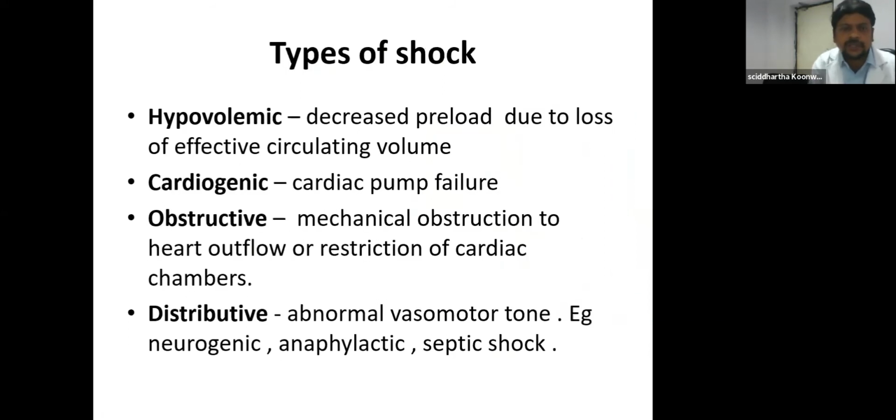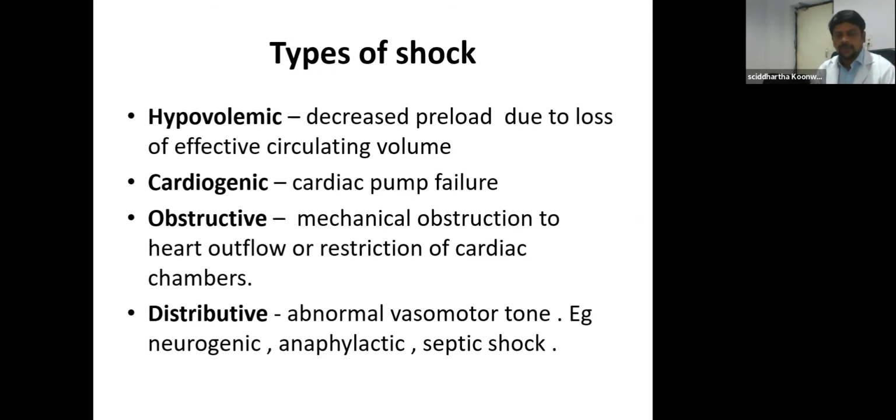Now coming to the different types of shock. On the basis of the mechanism by which shock develops, shock is basically classified into 4 types. The first type is hypovolemic shock, which is due to loss of effective circulating blood volume, as seen in patients of diarrhea and vomiting, in patients of dengue where there is third space loss, or in case of burn.